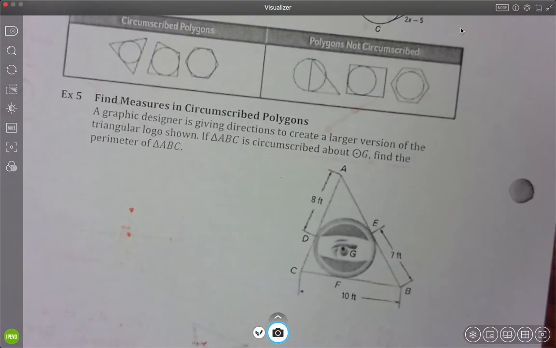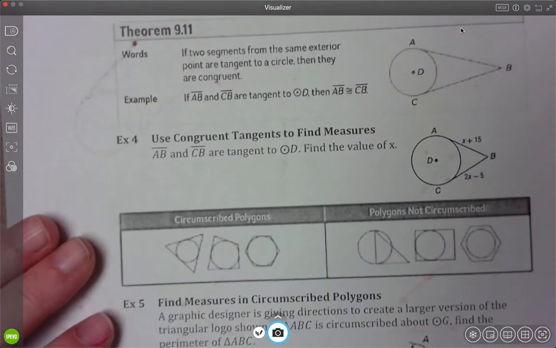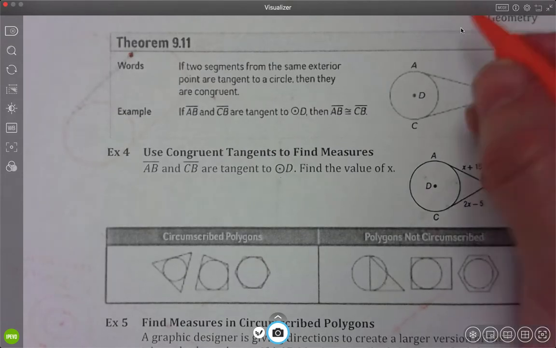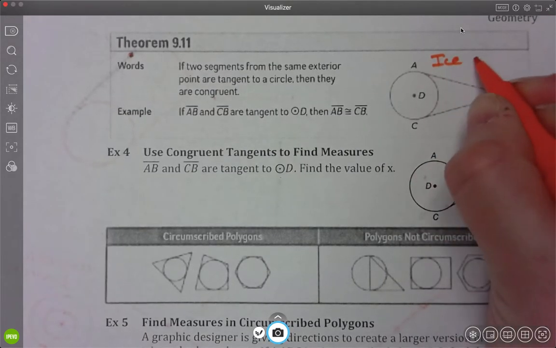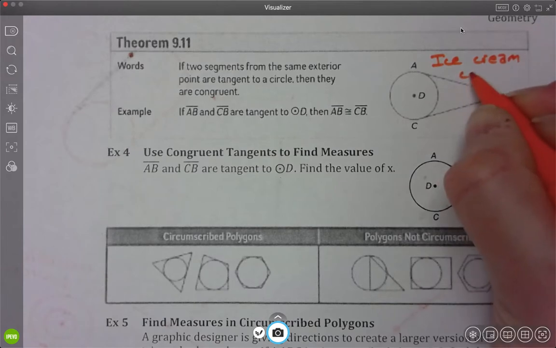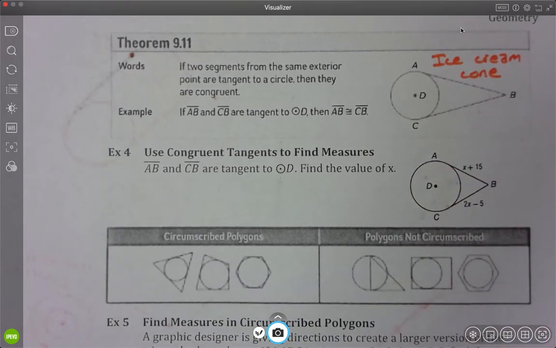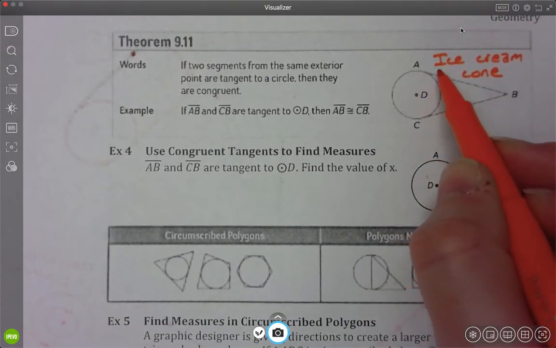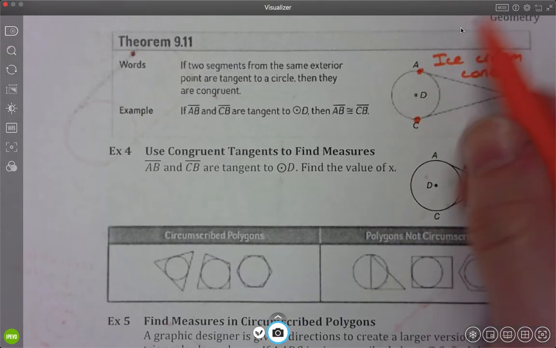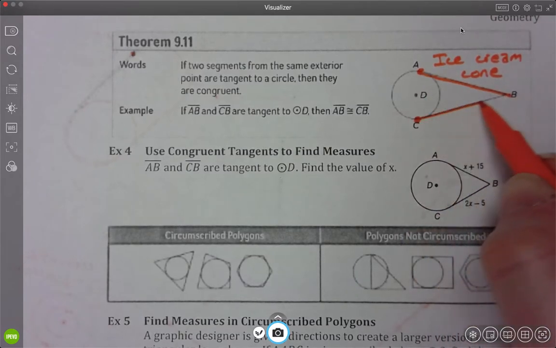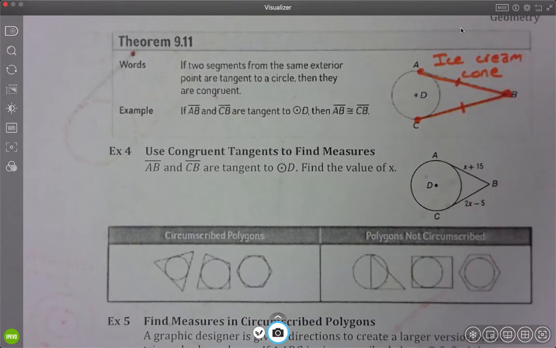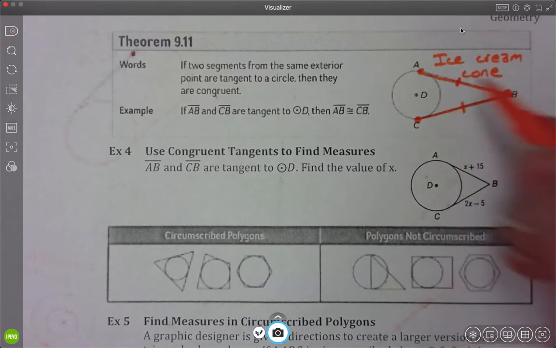This is my favorite one of all that we've done. Theorem 9.11. I call this the ice cream cone theorem. What this says is that if two segments are tangent to my circle, like this segment is tangent to my circle, and they're connecting at point B, then this length has to be the same length as this one. Those two have to be exactly the same length.